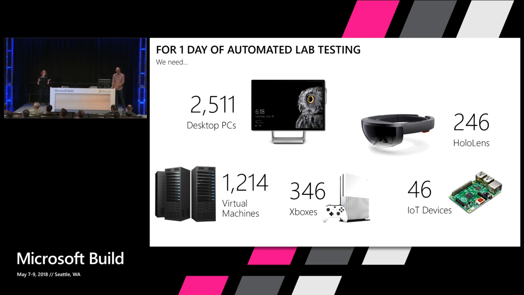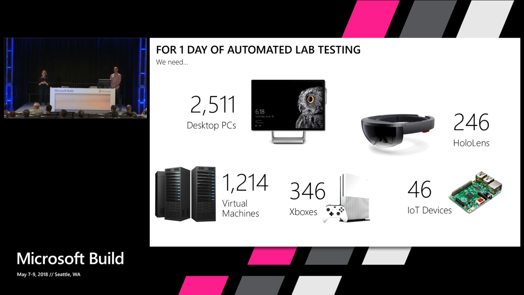Automated lab testing helps us with the first. The first is all about: does it boot? Does it boot on all these form factors? Does it boot the way we need it to? Can we spot issues early in the cycle? To do that, here's another slide on bigness. We have a lot of hardware that runs in our lab. For one day of testing, we have 250 HoloLenses, 2,500 desktop PCs, and 1,200 virtual machines that crank through the automated lab testing. That's big.